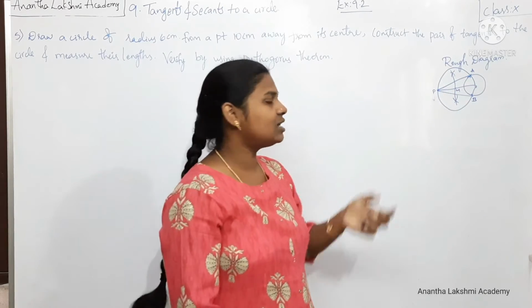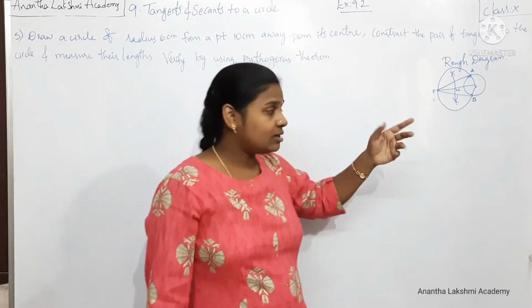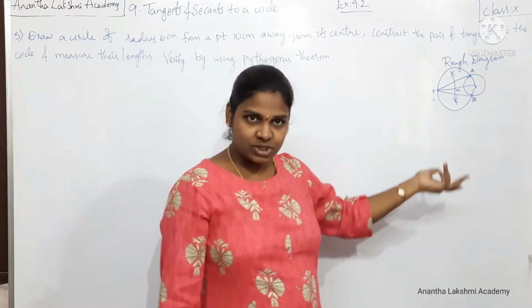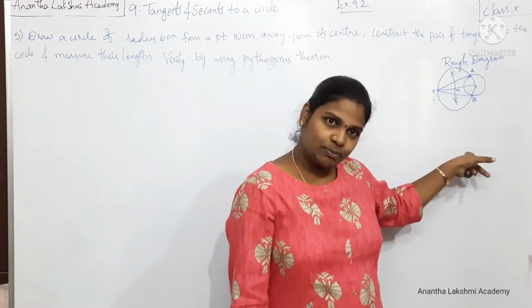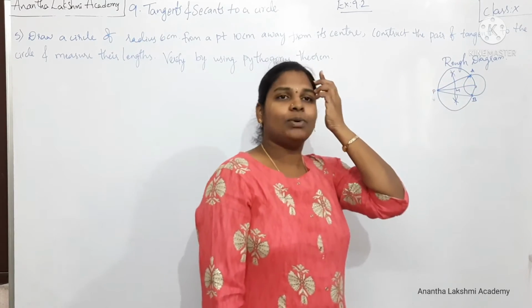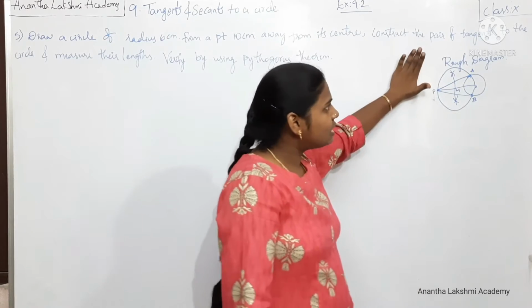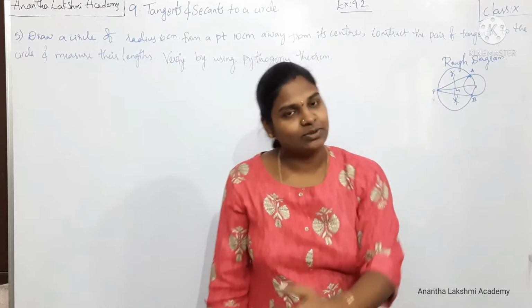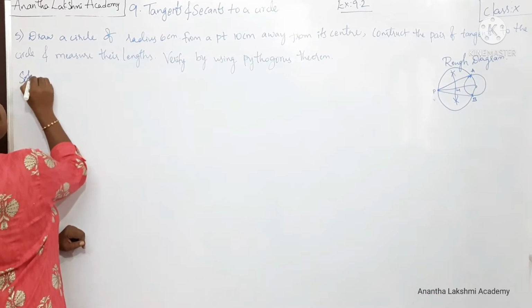What is PA? Generally by the theorem, what does it say? It says from a point external to a circle, whatever tangents we draw, they are equal in length. Okay, so PA should be equal to PB, and the same we need to prove using the Pythagoras theorem as well. Okay, so that is about the rough diagram. So let us jump into the actual diagram. That will be more or less the same.